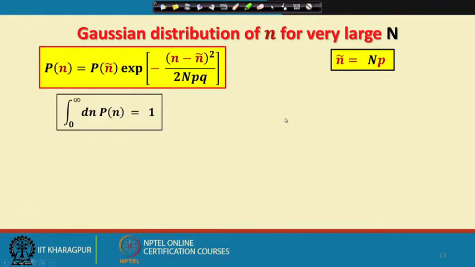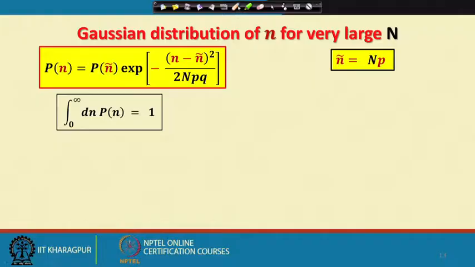Now, if I want to know what the condition of normalization is, if you have a continuous variable, then this is the condition of normalization: if you sum over or integrate over all possible values of n, you should get 1.